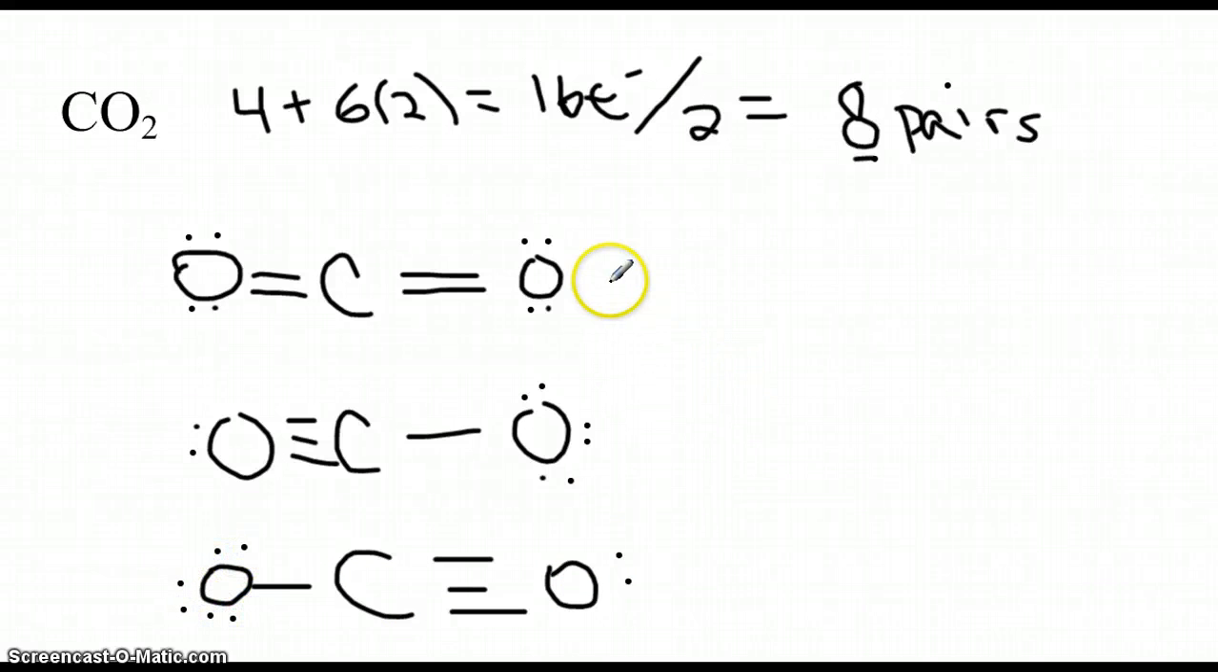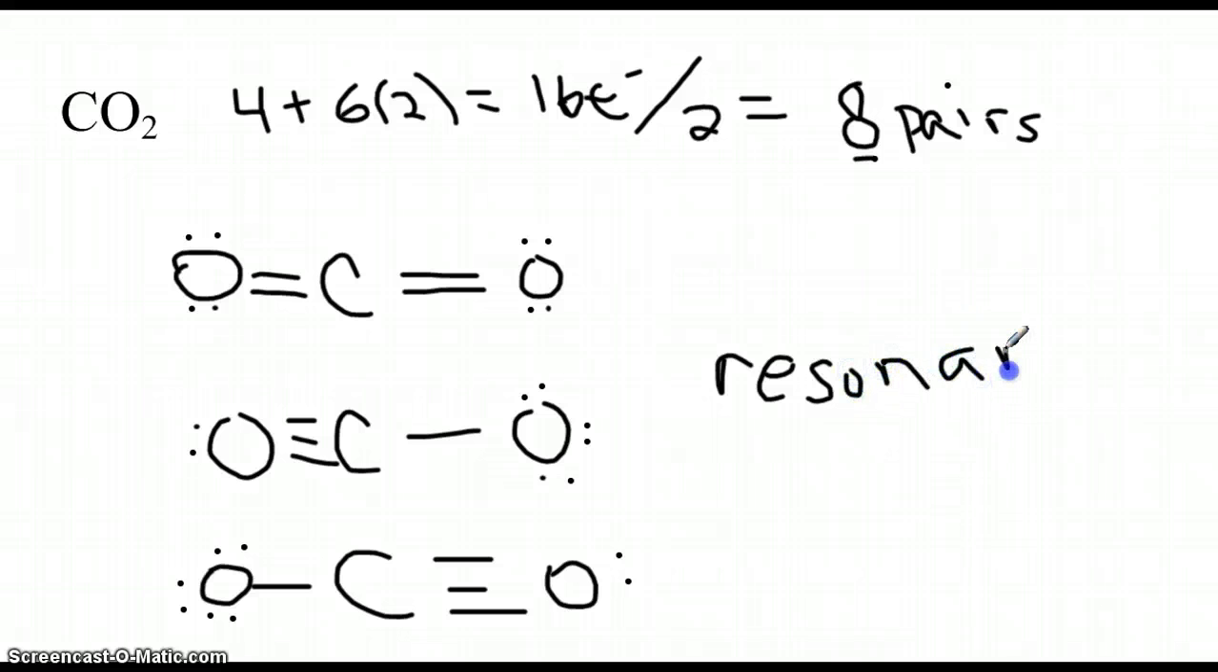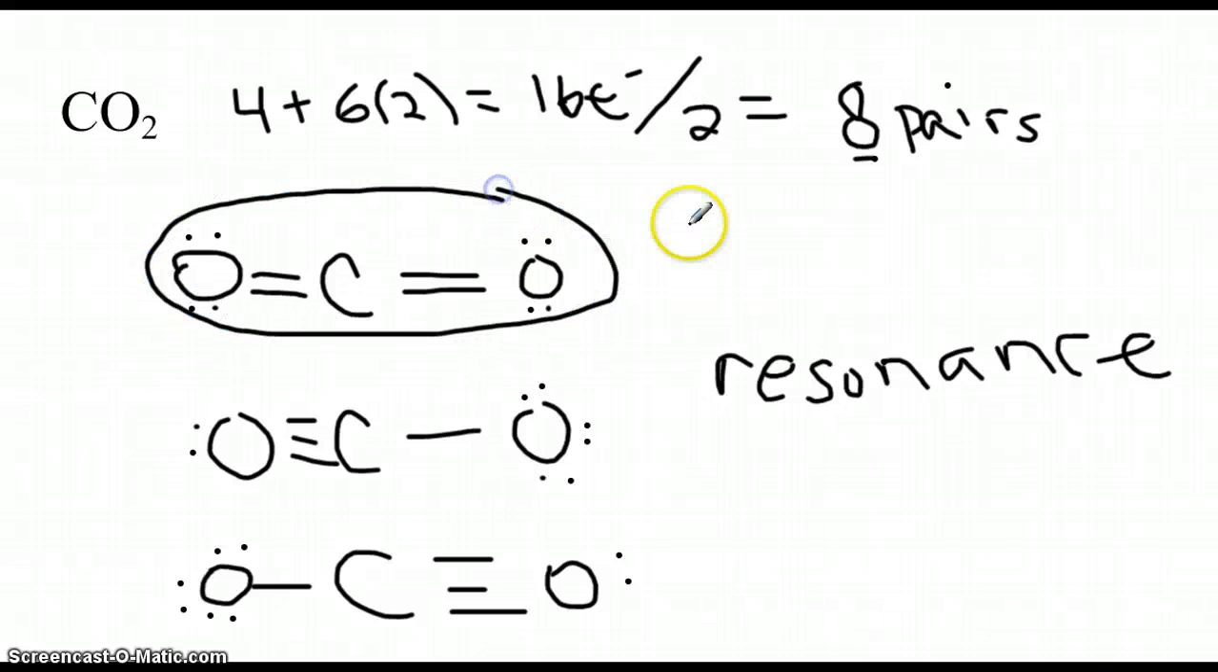So if you recall from our notes, these are called resonance structures. What that means is there's more than one possible way to draw this. However, the version that's going to be the most stable is this one. And that's because those electrons are going to be evenly distributed.